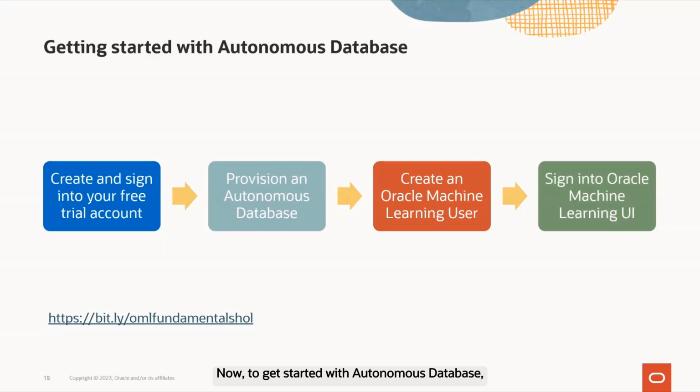Now, to get started with Autonomous Database, of course, you can sign into your free trial account, or if you have your own Autonomous Database instance, use that. Provision an Autonomous Database, or if you already have one, you're ahead of the game. Then create an Oracle Machine Learning user, or extend privileges to an existing user. And then finally, sign into the Oracle Machine Learning UI. The link here is for the Oracle Machine Learning Fundamentals Hands-on Lab. It's a live lab that you can walk through for all of these steps and experiment with the various tools that we've talked about.